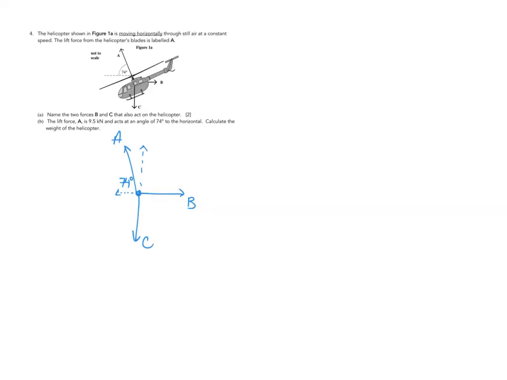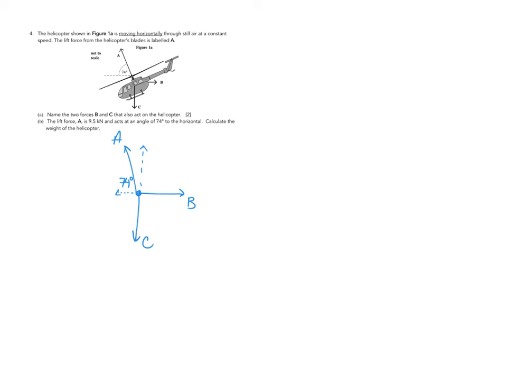Okay, so here's our helicopter. It's moving on an angle. It says it moves horizontally, okay? But it just means that right now you can see that the blades aren't parallel to the ground. So A is going to be the lift force that comes from the helicopter blades. Since it's on an angle, because that's coming perpendicular from the blades, part of that is going to be pointing straight up, and part of that is going to be moving it horizontally.